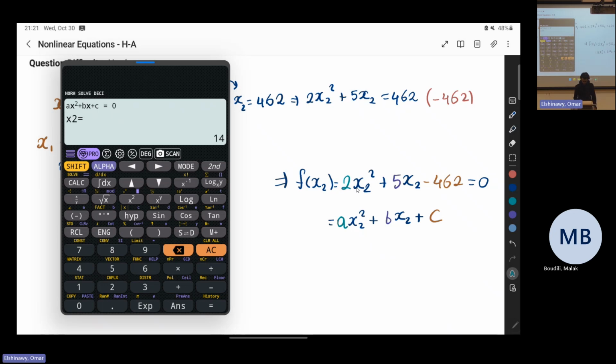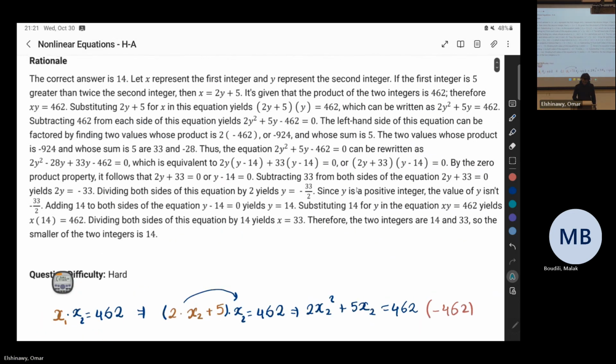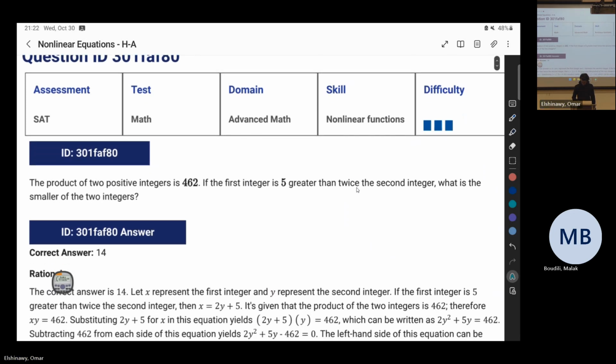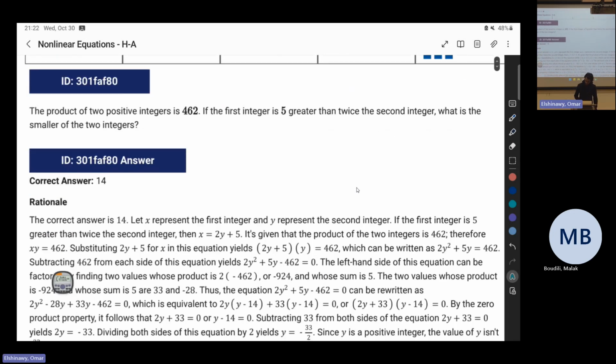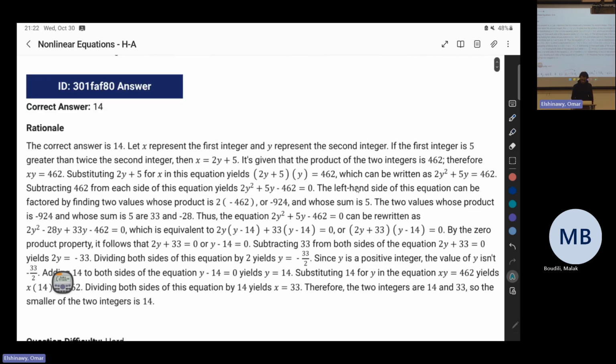What was the answer? Interesting. So it's 14. Yeah, okay. Did I copy the equation incorrectly? Yeah, so the smaller of two integers is 14. That is the answer.